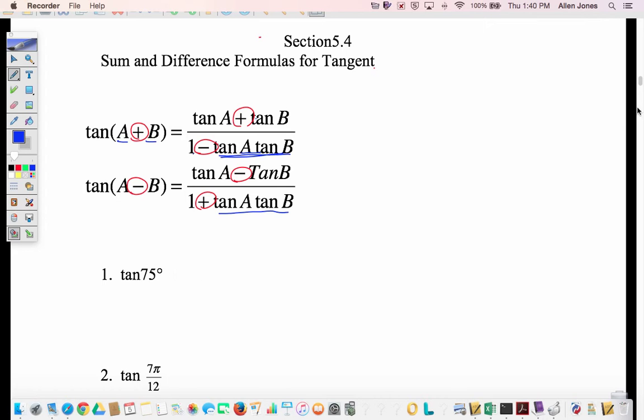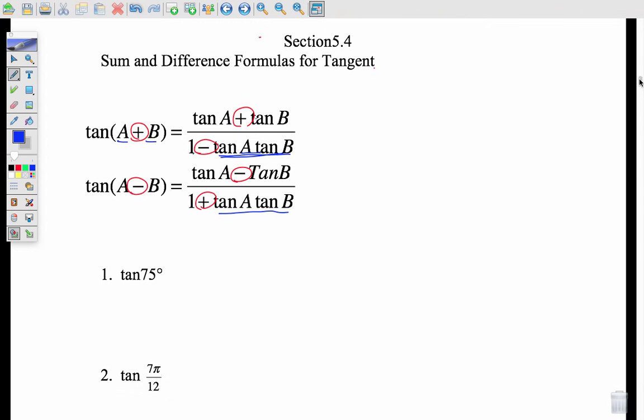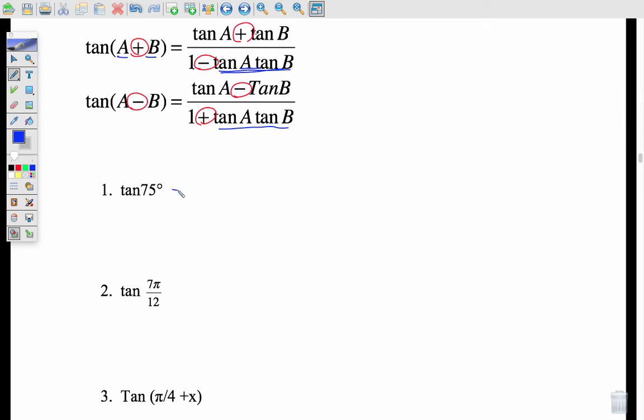So we'll jump straight into our first one where it says tangent of 75 degrees. Off of our unit circle, there are other combinations we can come up with, but probably the easiest out of the first quadrant, 45 plus 30 would add to be 75. So we'll write that as tangent of 45 plus 30, and then expand that out into the tangent of 45 plus the tangent of 30 over 1 minus the tangent of 45 times the tangent of 30. So there's our formula.